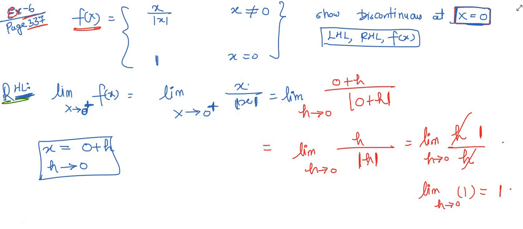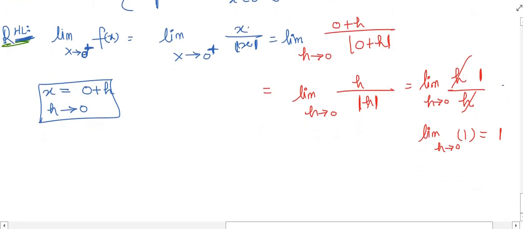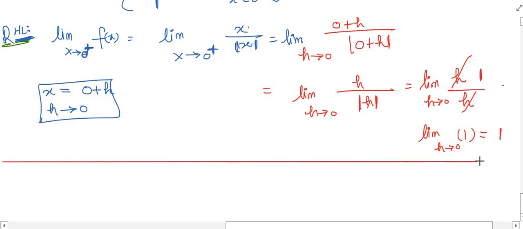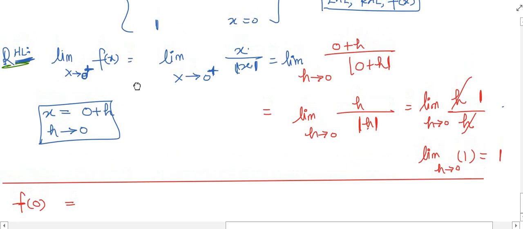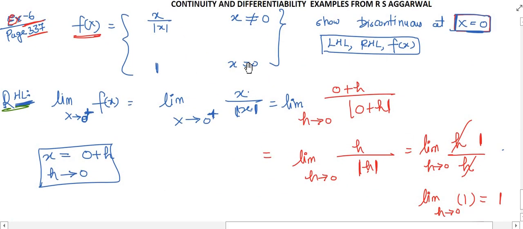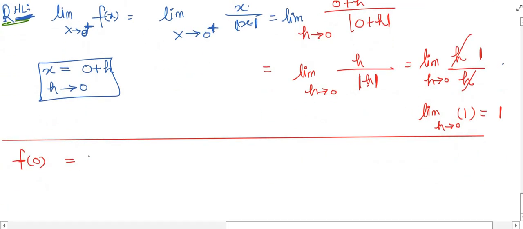Ready for the third step? We did LHL, we did RHL. Let's try the function value. Function value at 0, because we are supposed to solve it at 0. So f of x at 0, which one should I take? At x is equal to 0, the function itself is 1. No need to solve also. So it itself is 1.